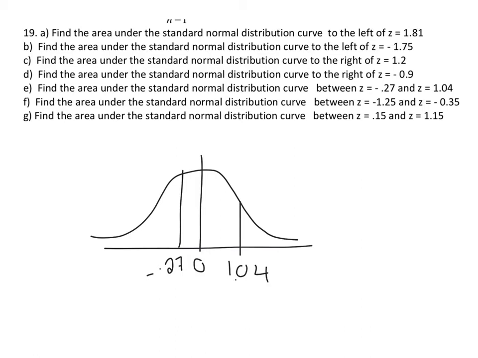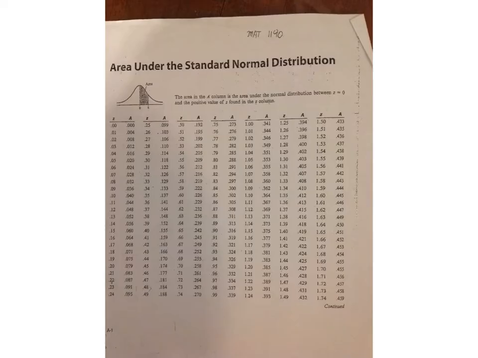Okay, so to find the area between them, if I shade the whole thing in yellow, but I think about what I can actually look up on my chart, I'm looking up the area between 0 and something. So I look up the red area, and here I'm going to look up the blue area. To get the total yellow, I have to add them. Okay, so let's look those up. And of course, remember, when I'm looking up negative 0.27, I have to look up positive 0.27. Okay, so positive 0.27 is right here, 0.106. And what was the other one?